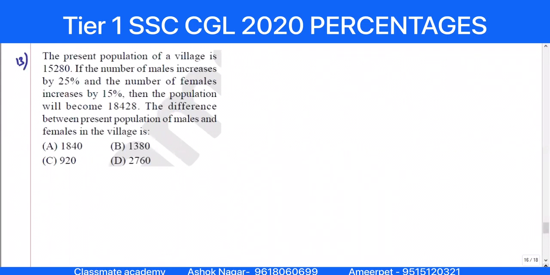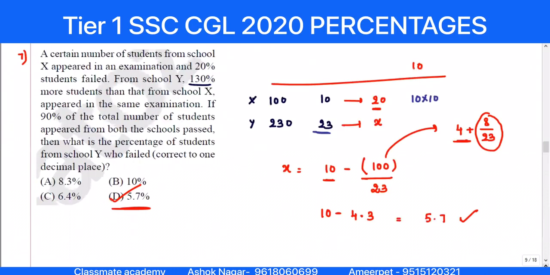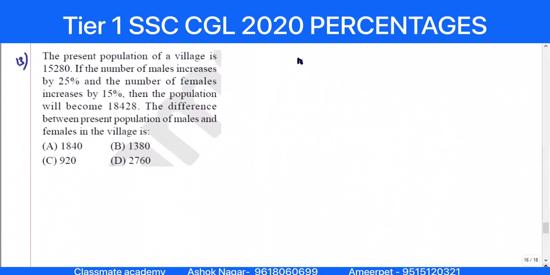The present population of a village is 15,280. The number of males increases by 25% and the number of females increases by 15%. Then the population will become 18,428. What is the difference between the present population of males and females in the village? What is the male and female population put together? How much increased? 15 to 80. Sorry.